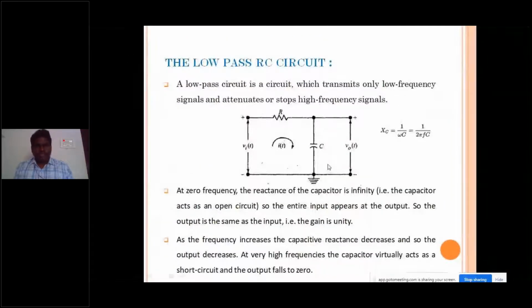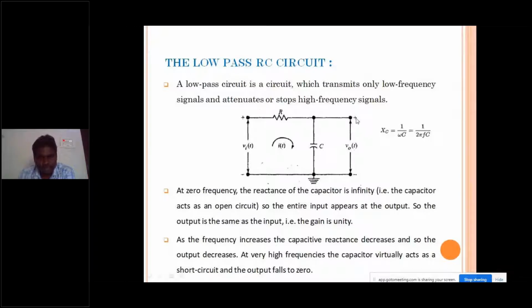Now let me explain what are the types of linear networks. You can see there are two linear networks according to your syllabus which we are discussing. They are called RC low pass circuit and RC high pass circuit. Then what is RC low pass circuit is given here. What is low pass circuit?